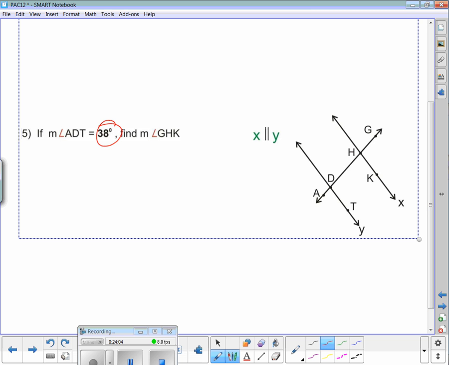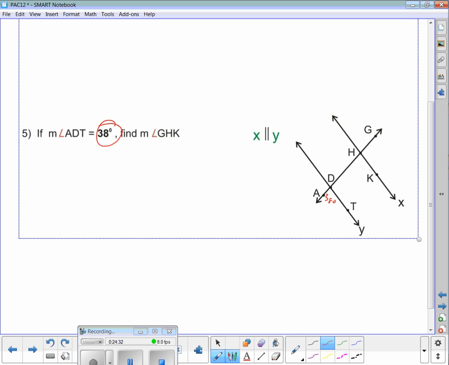Where would you put your 38? Don't say it out loud. Where are you going to stick angle ADT? Again, you got to be able to figure out where to put that. Angle ADT, well, that's got to go right here. The angle formed with A, D as the vertex, and T as the other ray.